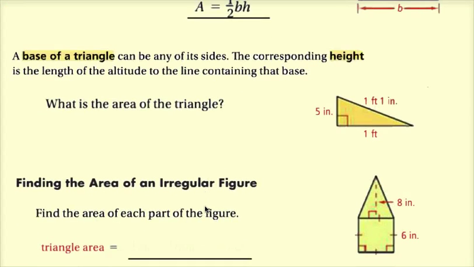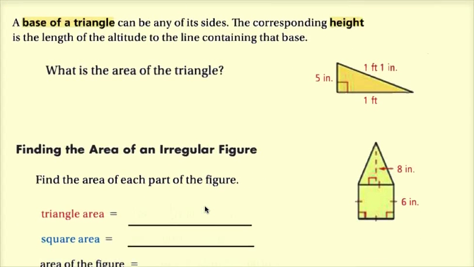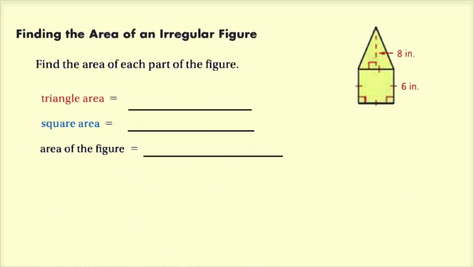And then sometimes I put together two figures. So if I want to find the area of an irregular figure, I have to find the area of each part of the figure. For this one, I want to find the area of the triangle, so I use my triangle formula, 1/2 base times height. Now you might say, well, I don't have the base, but the bottom figure is a square, which means all sides are congruent. So if this side right here is 6, then this, which is also the base of my triangle, but also the side of the square, is going to be 6.